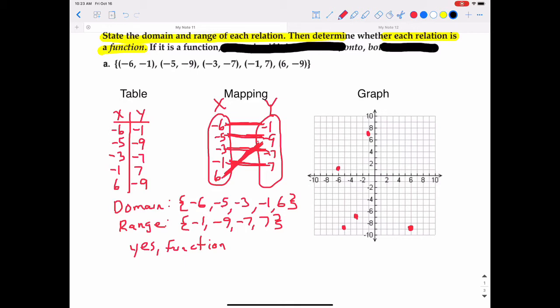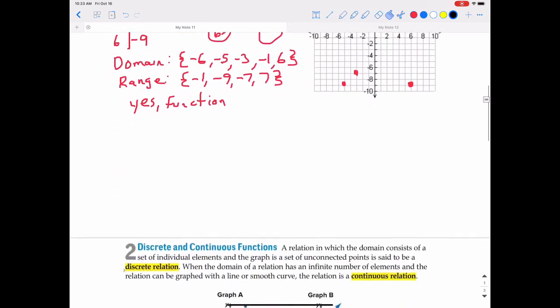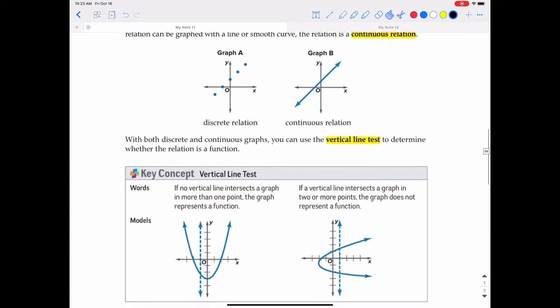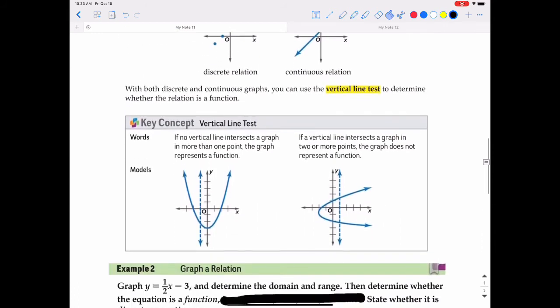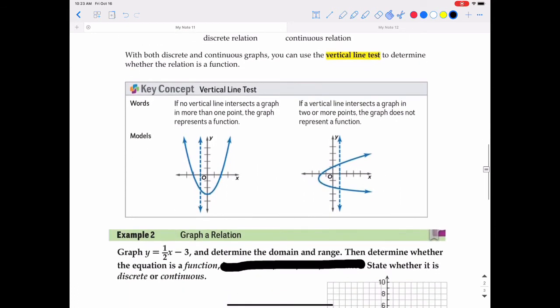Another way to see a function is called the vertical line test. I'm going to skip a little bit here and go down to the vertical line test. It says if no vertical line intersects a graph in more than one point, then the graph represents a function. So that's what this says right here. If no vertical line intersects a graph in more than one point, then the graph represents a function.